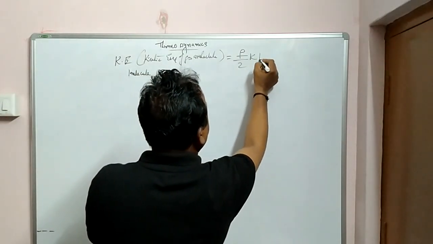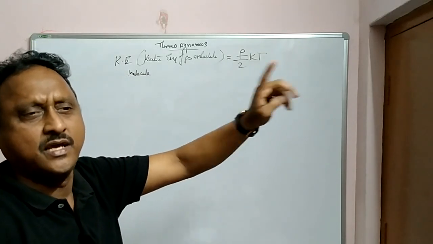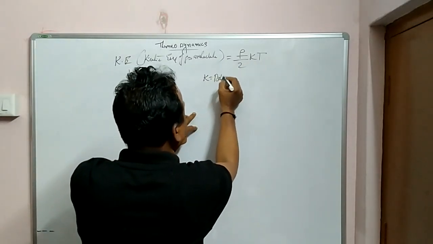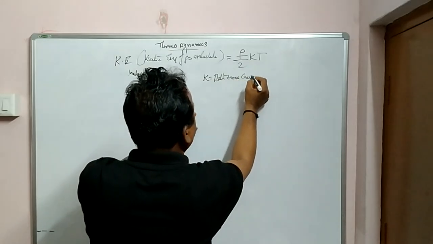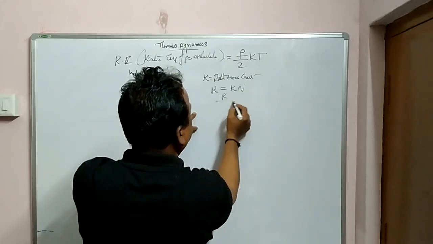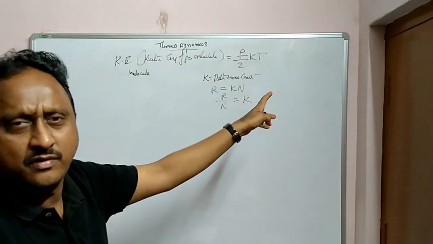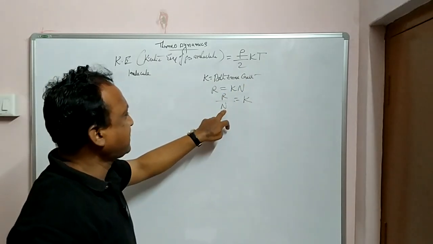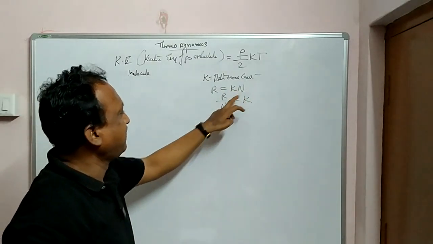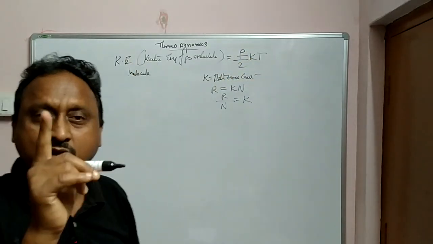F by 2 into kT. F is the degree of freedom: monoatomic 3 under normal conditions, diatomic 5, polyatomic 6. K is the Boltzmann constant. You know the relation R is equal to K into N, or R by N is equal to K, where R is the universal gas constant, 8.314 joule mole inverse Kelvin inverse, and N is the Avogadro number. So R by N is equal to K. You can substitute here. So this is the formula for kinetic energy for one molecule.